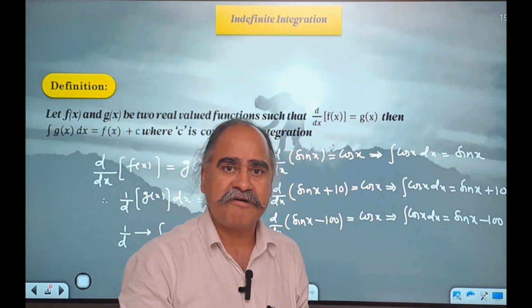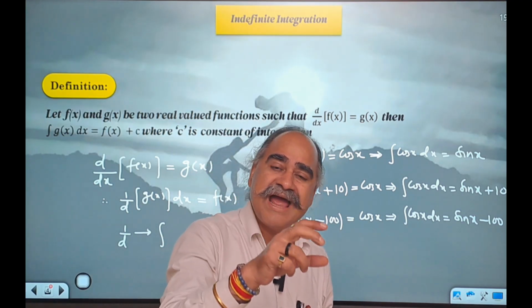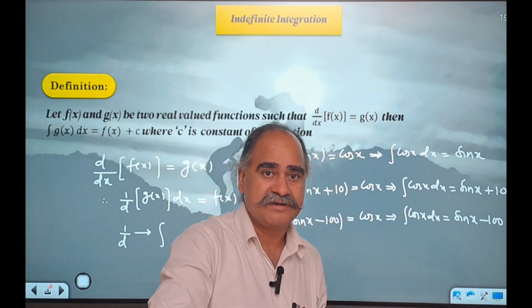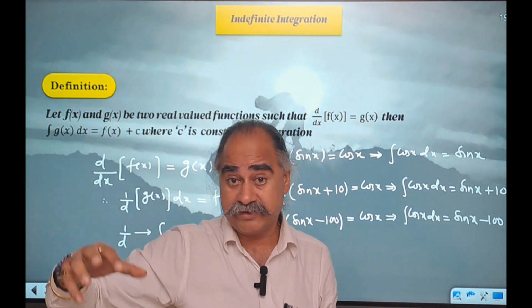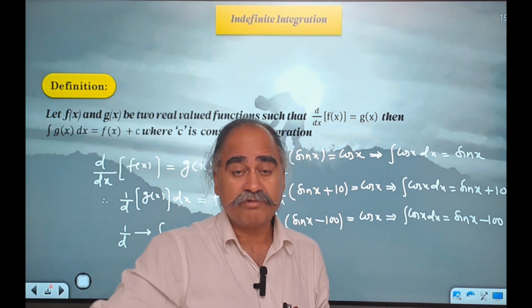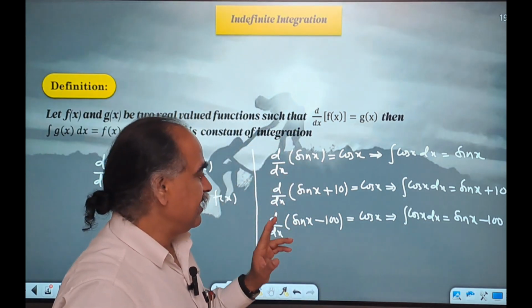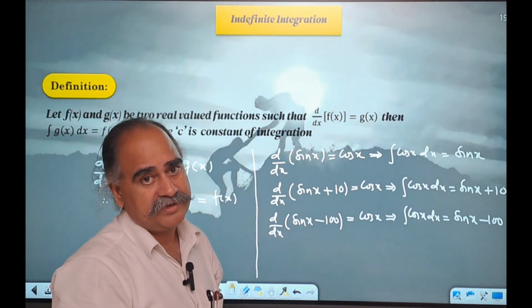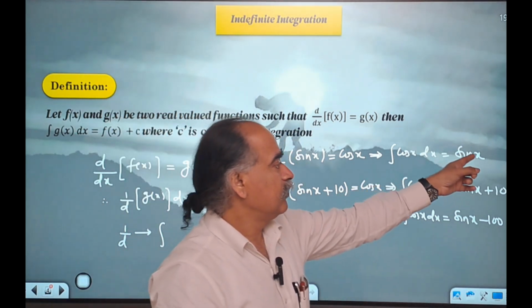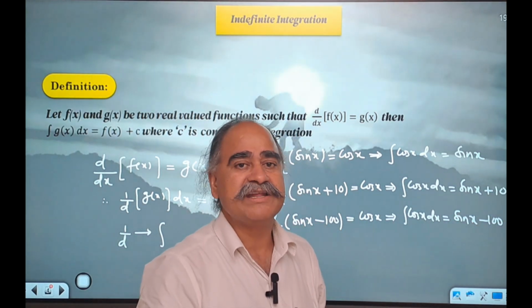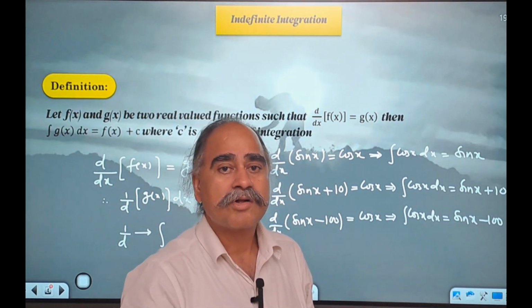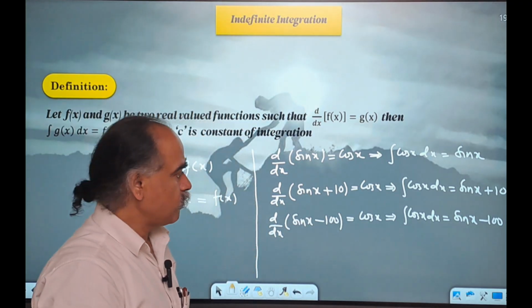Why is there a difference of constant? Because in the anti-process of integration, derivative of constant becomes 0. So while writing integration, we add plus c. C can be 0, c can be 10, c can be minus 100, c can be anything. That is, c is called constant of integration.